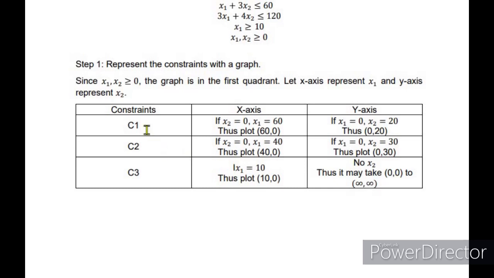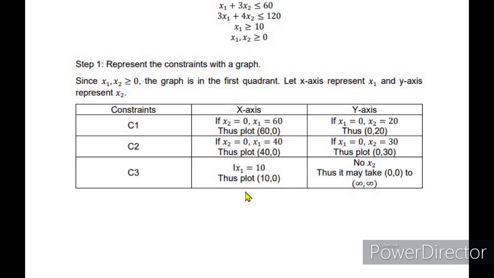For constraint 1, we will just let the other variable be 0 so that we can get the other variable. So in constraint 1, if x sub 2 is 0, then we get x sub 1 as 60. So you can plot in your graph the coordinate 60, 0. Next, for the y-axis, if x sub 1 is 0, then x sub 2 is 20. So you can plot 0, 20 on the y-axis for your constraint 1. Then connect these two to have a graph.